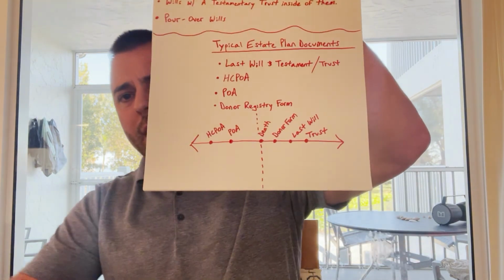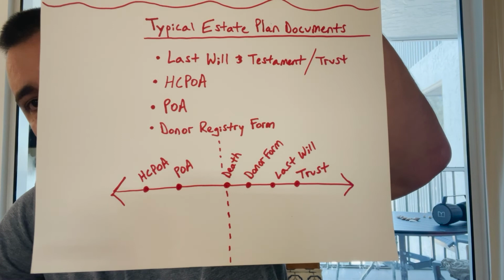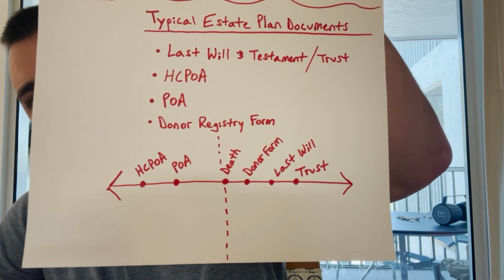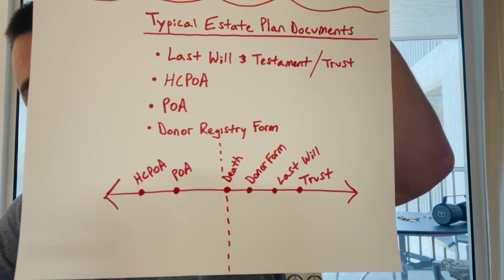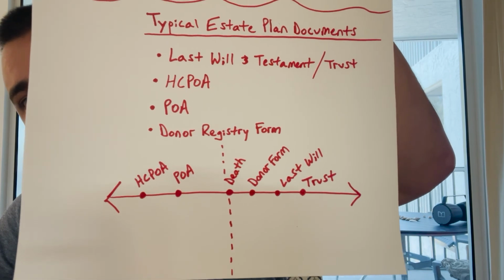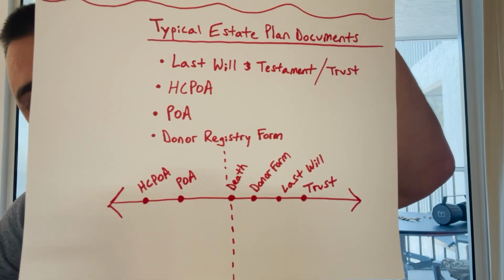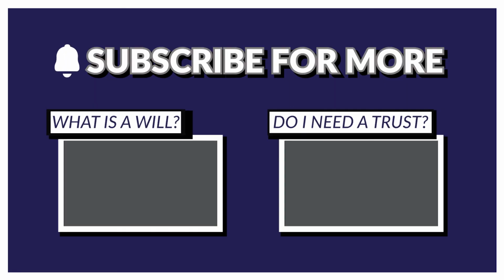And so I've made a little timeline, and I wanted to hold this up and just show you that the idea here is on the timeline in the middle where the dotted line is the time of death, and there should be some documents that are going to be used pre-death, right? So during our life, we would use the POAs, and after death, we would potentially use the revocable trust, the last will and testament, or the donor registry form. So these are typical documents that you might get. You might not get all of them, but you would probably get most of them if you were to set up an estate plan at most Ohio law offices.